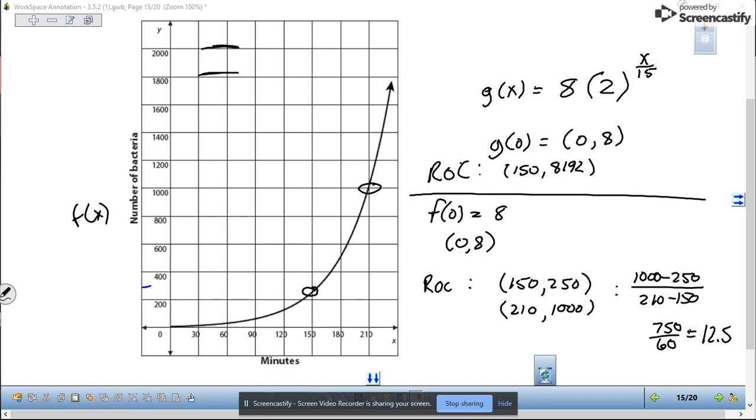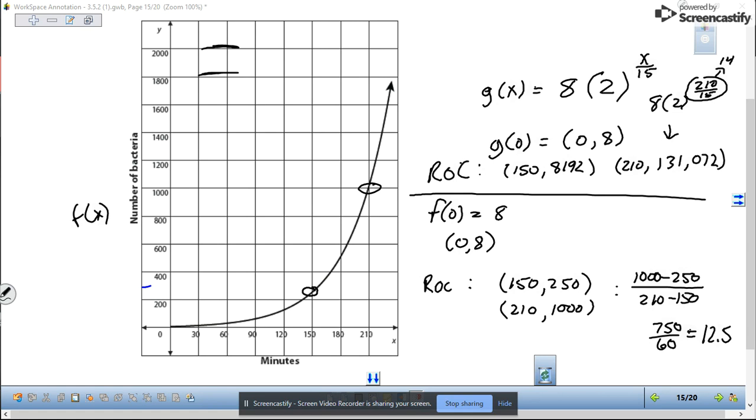Okay, and then if I do the next one, if I plug in 210, all right, then when I simplify that, that ends up being 8 times 2 to the 14th, which is 131,072. Okay, and again, all I did to get this number was 8 times 2 to the 210 over 15. And then that part right there is 14. So 2 to the 14th power times 8. Okay, you cannot do 8 times 2 first.